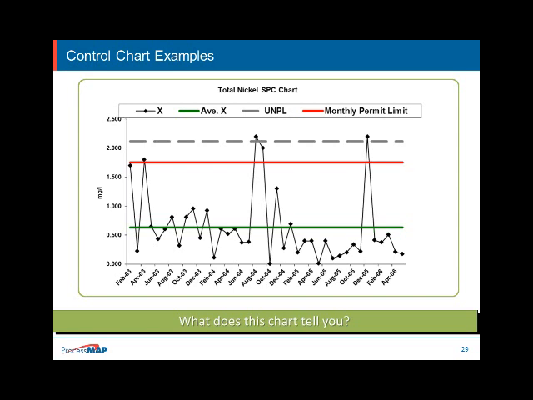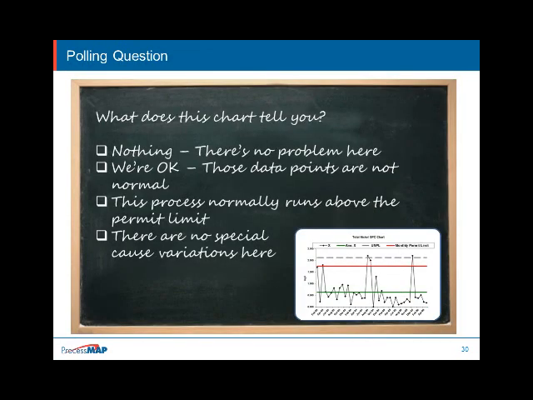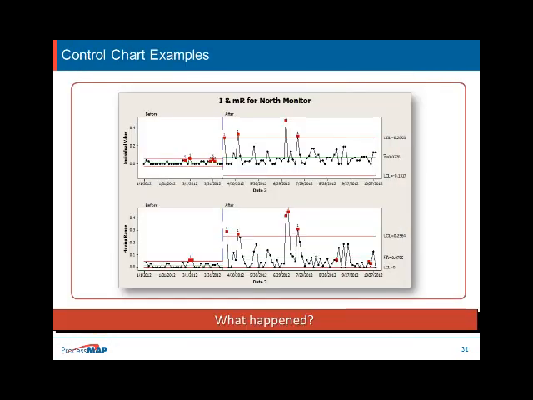So as you can see here, we have a high degree of variation around the mean. And unfortunately, what it's telling us is that sometimes our process runs out of control, or runs not only out of control, but above our permit limit. So this is a very bad process and something that needs to be addressed right away so that you don't get in trouble in the future.